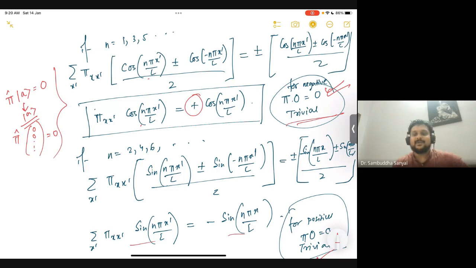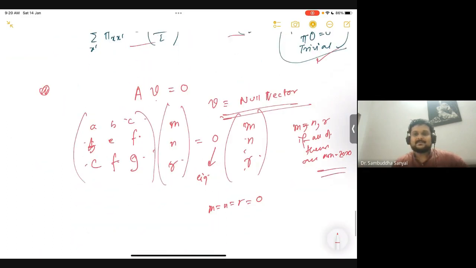There is nothing profound in it. That's why I can discard that statement. It's not that I'm throwing away a solution that has a physical meaning. Okay, makes sense?